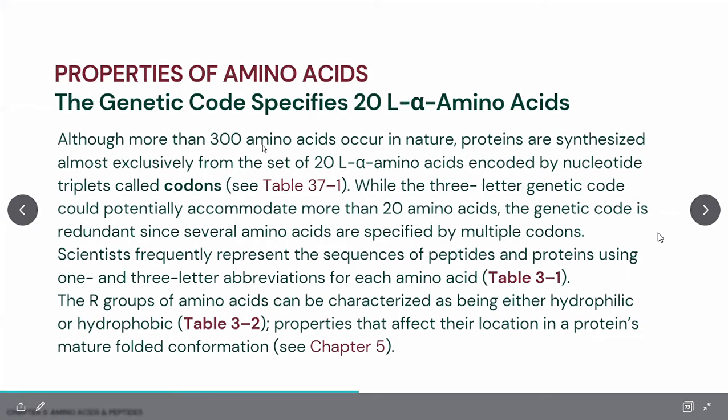All right, there are about 300 amino acids, but we have only 20 that are being used for making proteins. So that's why the genetic code only specifies for these 20 amino acids in human beings and most of mammals. But other species, alien species or whatever, they may have different genetic composition. So they might have different amino acids.